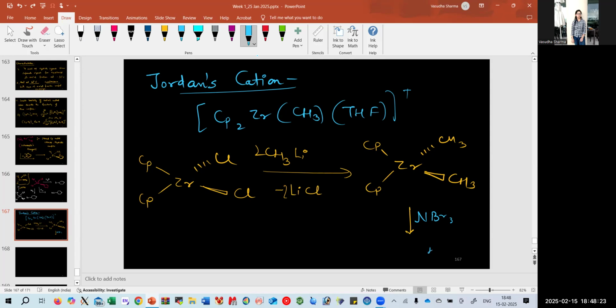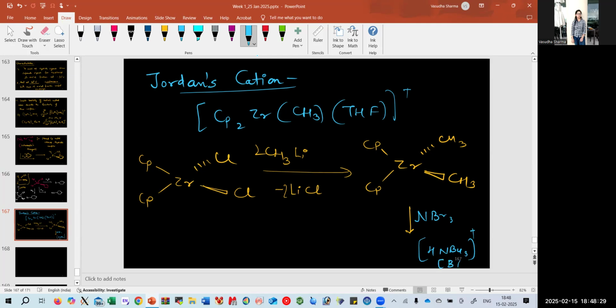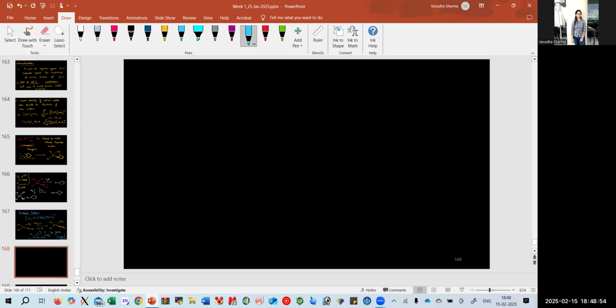We are treating it with HNBu3 positive and BPh4 negative, in THF, releasing this one, and ultimately it would form Cp, Cp. The THF molecule would bind with your zirconium, as well as one CH2 would remain as it is, making a Jordan's complex.